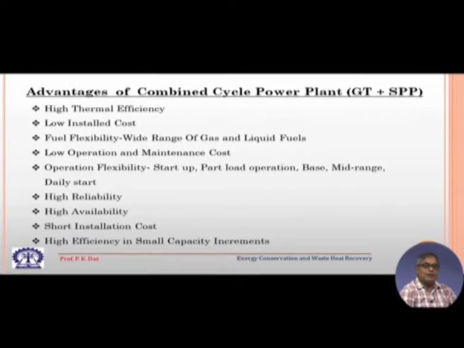So, when we are having a combination of gas turbine and steam turbine power plant, we have got short installation cost, then high efficiency in small capacity increments. Suppose I want to increase the capacity by a small amount, then we will not lose much of its efficiency. So, these kinds of advantages are there when we are having a combined cycle power plant, particularly keeping in mind the combination of gas turbine and steam turbine power plant.